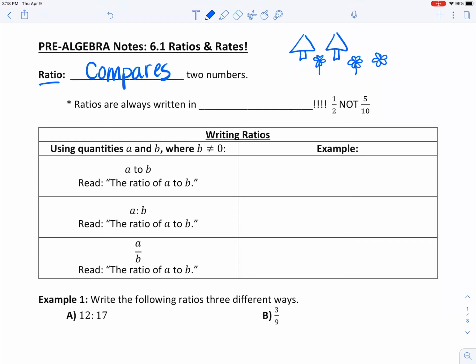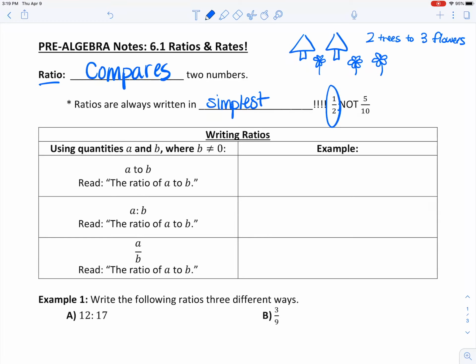All right. So it looks like there are two trees and there are three flowers. Well, a ratio compares those two. So I could say two trees to three flowers. So for every two trees, there should be three flowers in a forest or a garden, if that same ratio were to continue throughout that space. So ratios are always written in simplest form.